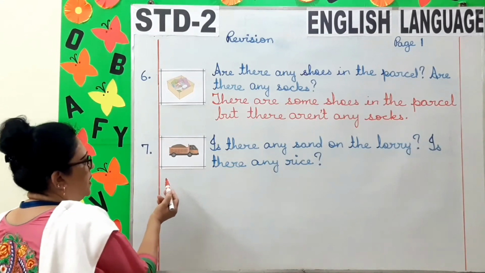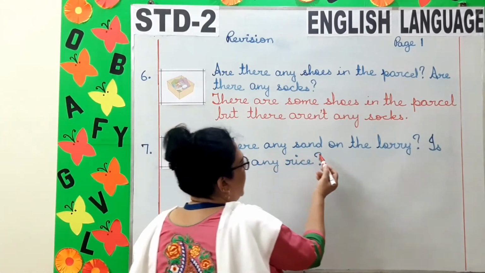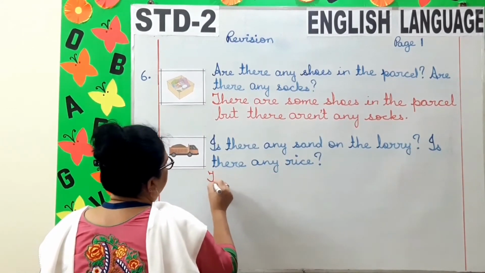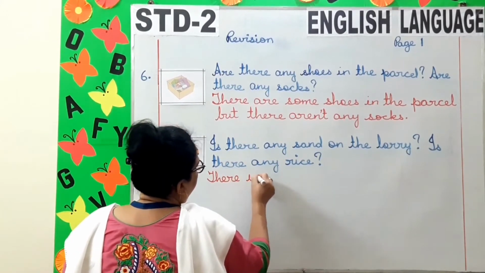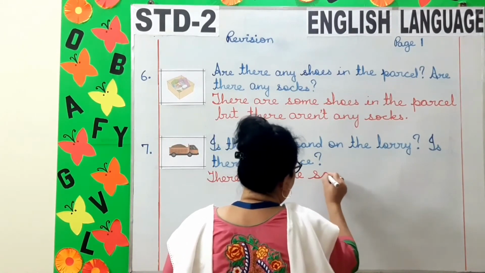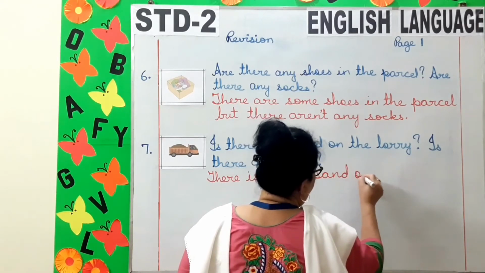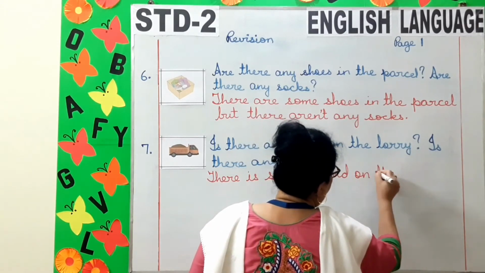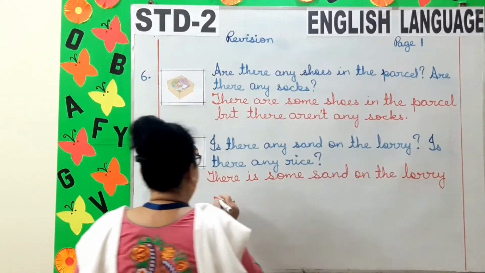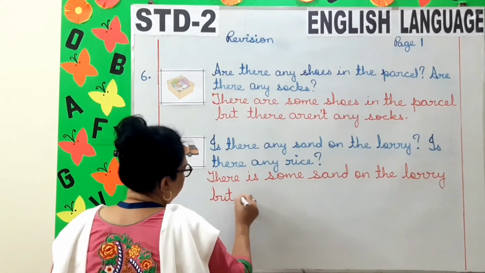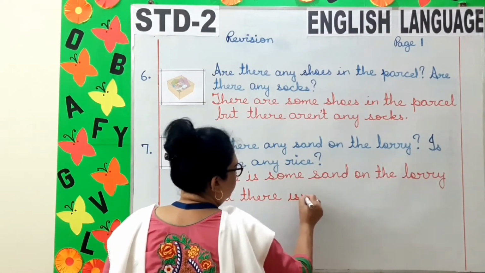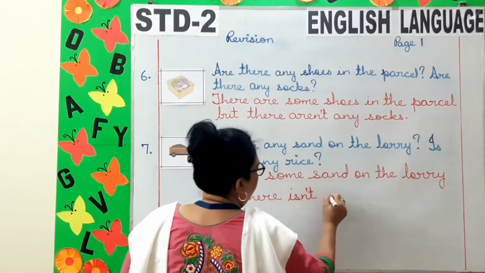Number 7, look at the picture. Is there any sand on the lorry? Is there any rice? We will write, there is some sand on the lorry. But there isn't any rice.